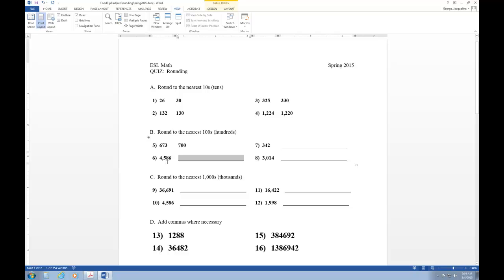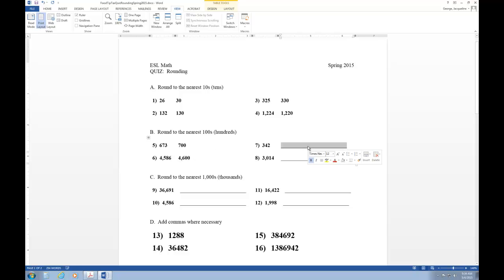In this problem here with 4,586, we want to concentrate on the hundreds column, and there it is with the 5. So we're going to look at the tens and see if this number is 5 or above, and it is. It's an 8. So we're going to add 1 to the hundreds column. We don't really care about the ones. That's not part of our question. We're looking at the tens column and then adding 1 to the hundreds for 4,600.